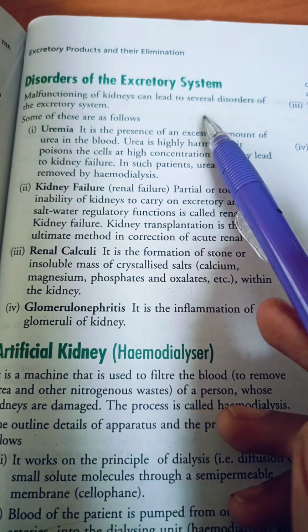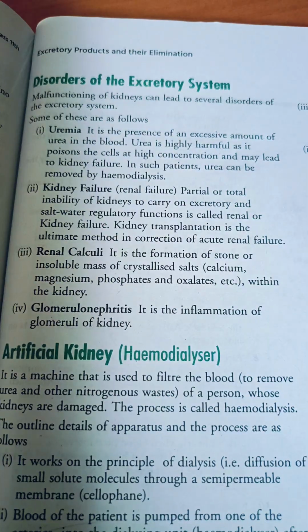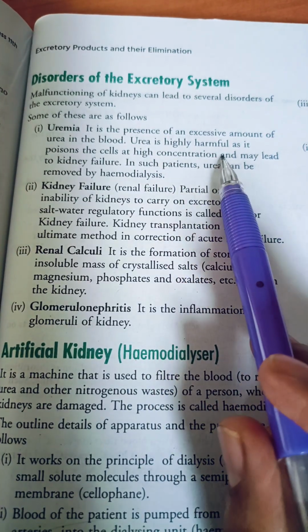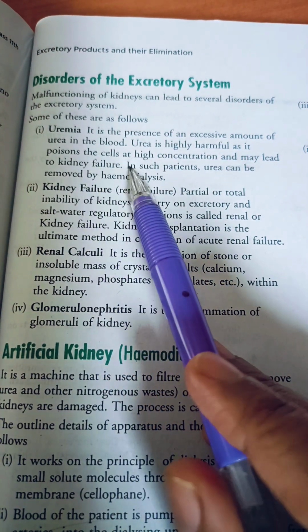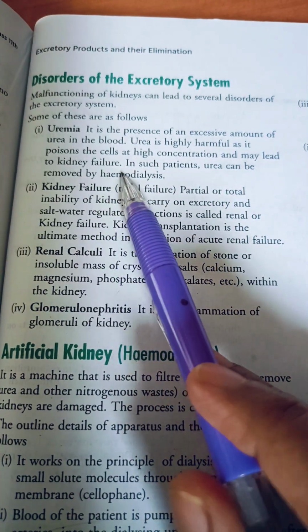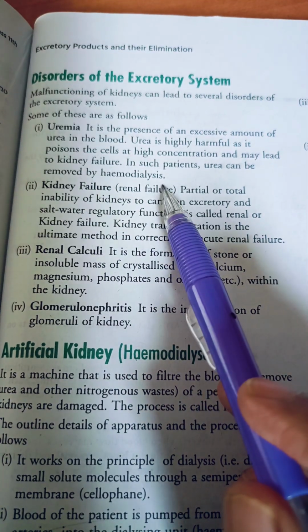Malfunctioning of kidney can lead to several disorders in excretory system. First is uremia. It is the presence of excessive amount of urea in the blood. Urea is highly harmful as it poisons the cells at high concentration and may lead to kidney failure. In such patients, urea can be removed by hemodialysis.